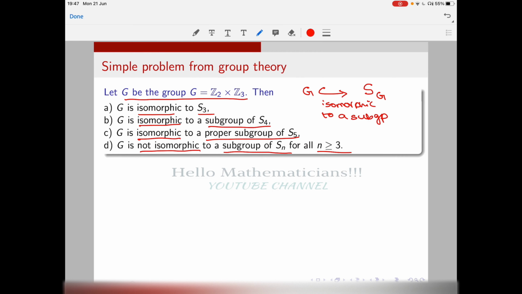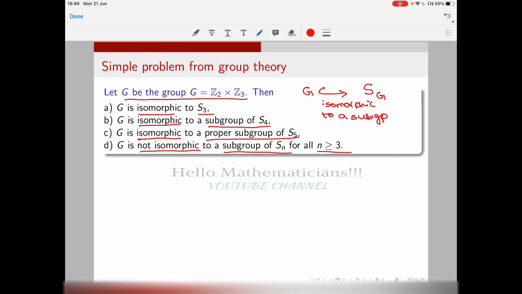What is S subscript G? We have seen Sn. S subscript G means the set of all bijections from the group G to group G. We are not collecting homomorphisms. You just take G as a set and you consider all possible bijections from the set G to the set G. That will form a group. That is what we call S subscript G.